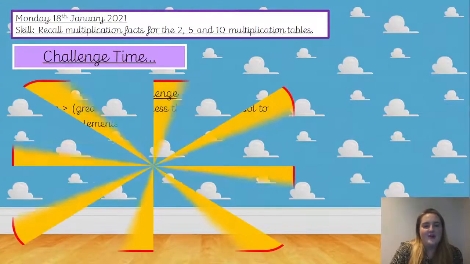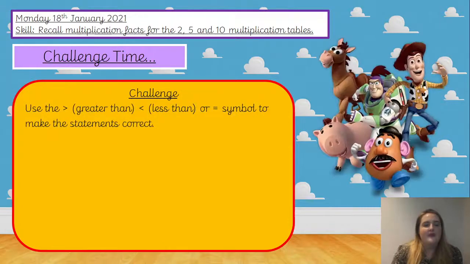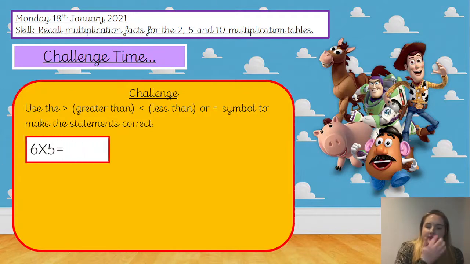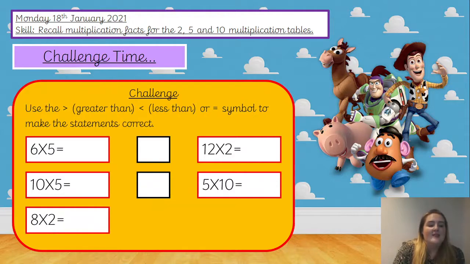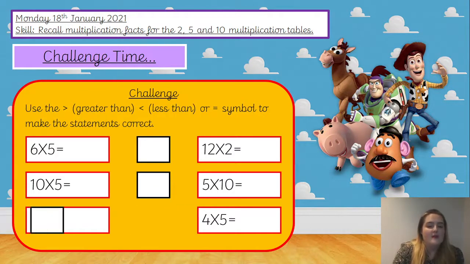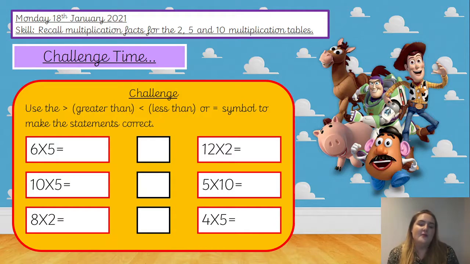Okay, challenge time. Use the greater than, less than or equal symbol to make the statements correct. So let's have a look at the statements then. We've got 6 times 5 and 12 times 2. We've got 10 times 5 and 5 times 10. We've got 8 times 2 and 4 times 5. And I would like you, with your partner, with your grown-up, having a little think. I want you to solve those questions, so find the answer for those questions, and then once you've done that, you're going to be able to compare those number sentences and compare the answers using greater than, less than, or the equal symbol. So pause the video, please.